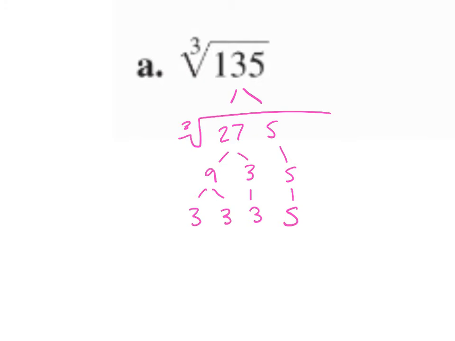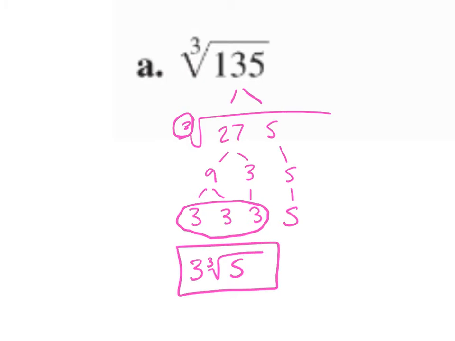All right, so we broke down everything as much as we can. We're circling groups of how many? 3. So we're going to circle 3 of our 3's. So what comes out of the radical? 3. Do we have anything left on the inside? 5. So our simplest form would be 3 and then the cubed root of 5.